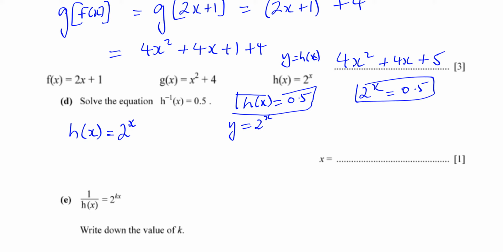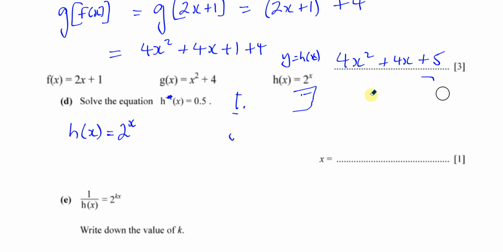Imagine the question didn't say the inverse of h(x). This is exactly what I would have done. I would have said 2 to the power of x is equal to 0.5, because I have to make this 2 to the power of x equals 0.5. Then I would have solved it. It would be 2 to the power of x equals 1/2, so 2 to the power of x equals 2 to the power of minus 1. x would be minus 1. But that's not the question. So you've got to think very carefully about this when you're not able to find the inverse function, how to do it.